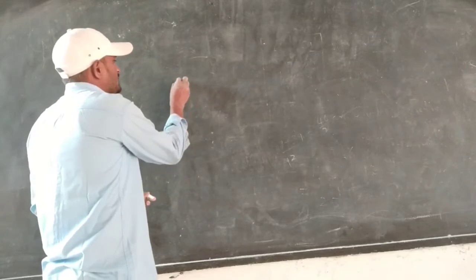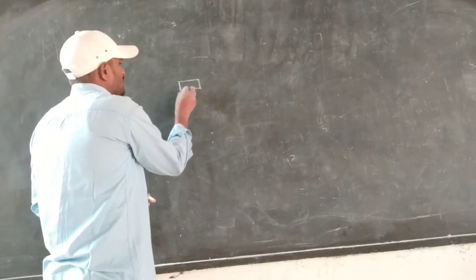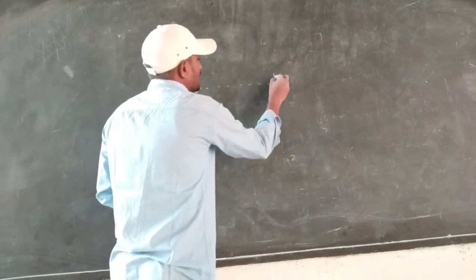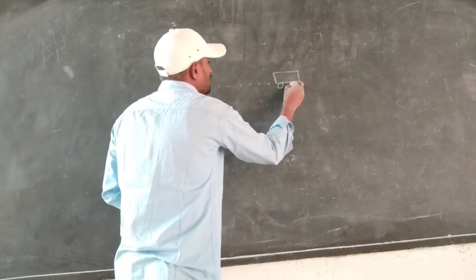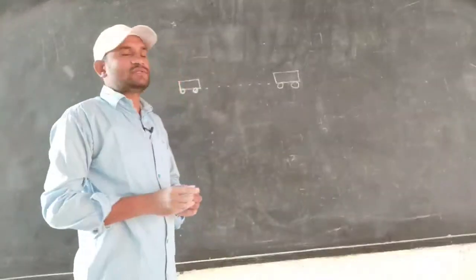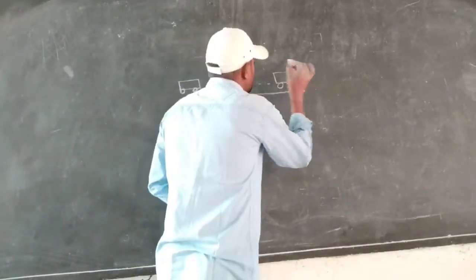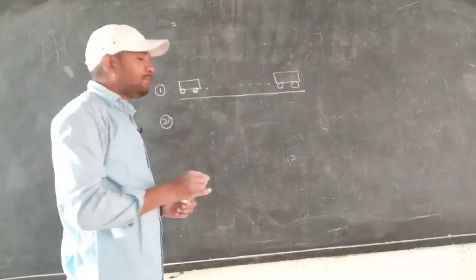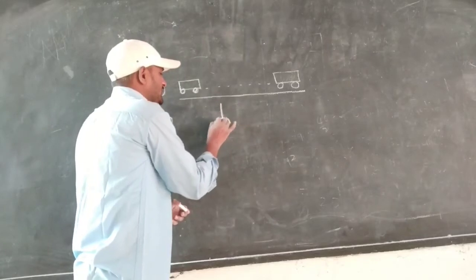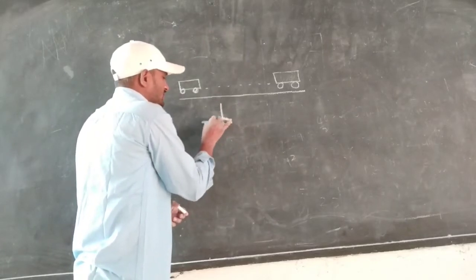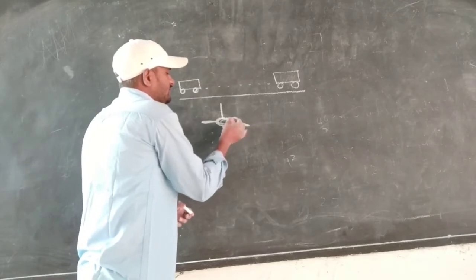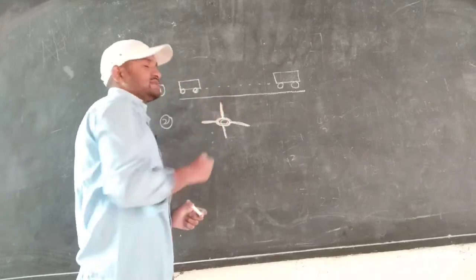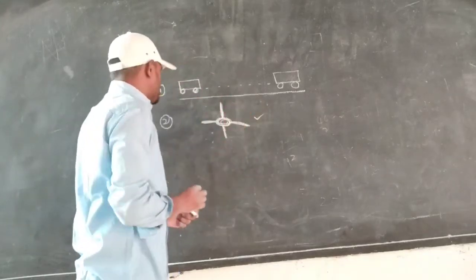Suppose one bus is here. It is moving like this, along the road. Which motion is it present in? That is the first one. Second one is the blades of the fan. The blades of the fan are rotating around this axis. Which motion is this?